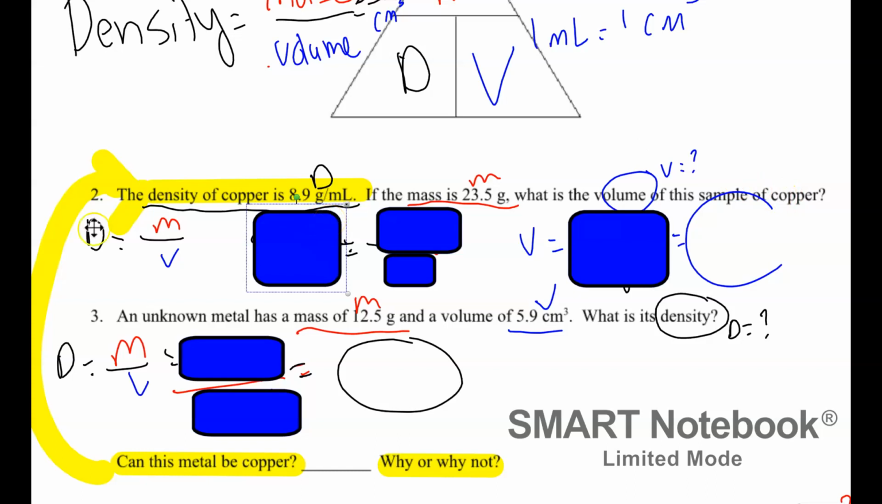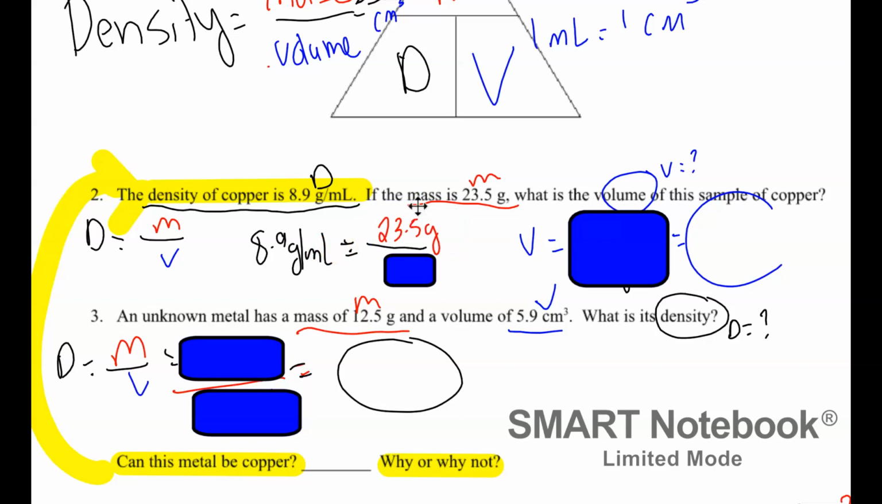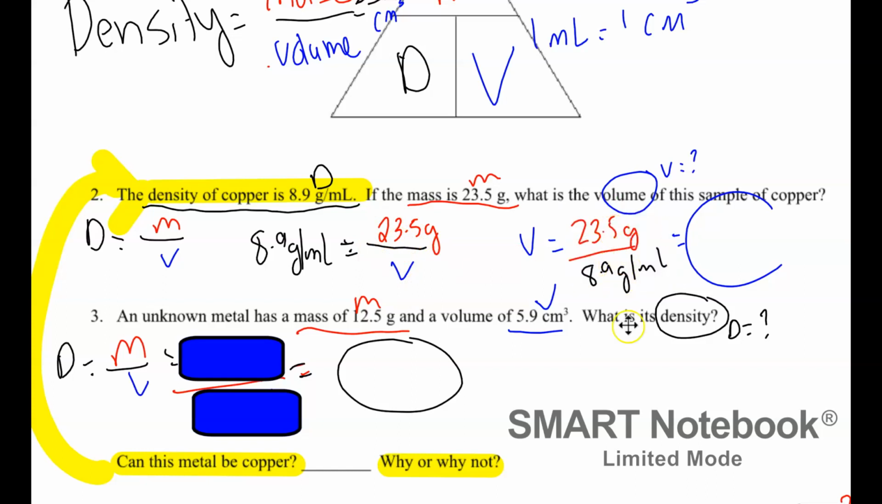Okay, so we're going to start with the equation first. Density equals mass over volume. And then we're going to substitute in. So 8.9 grams per milliliter is the density. The mass is 23.5 grams, and we are solving for volume. Okay, so then we want to just do our regular algebra. I'm not here to teach you the algebra. I'm here to teach you how to apply the algebra you already know. We've got to do the same things to each side to isolate and solve for volume. So volume will be mass over density. And what will that be?